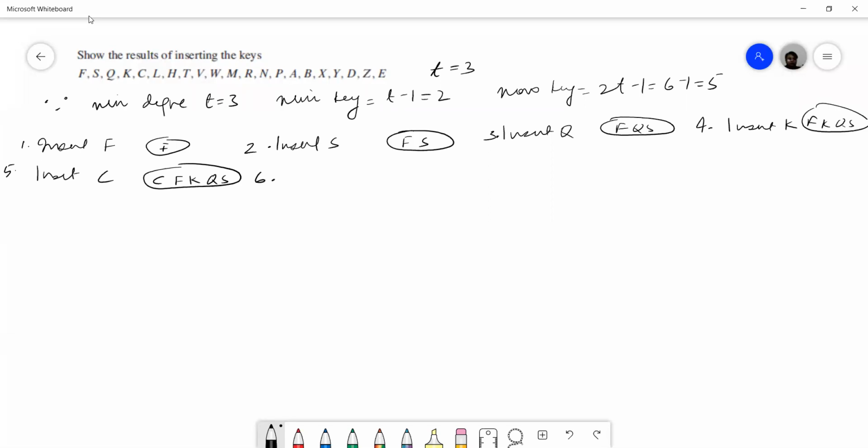Then 6th. Now we have to insert L, but the node is full because it can contain a maximum of 5 keys. So since the node is full, first we'll split the node. First split the node from the median.